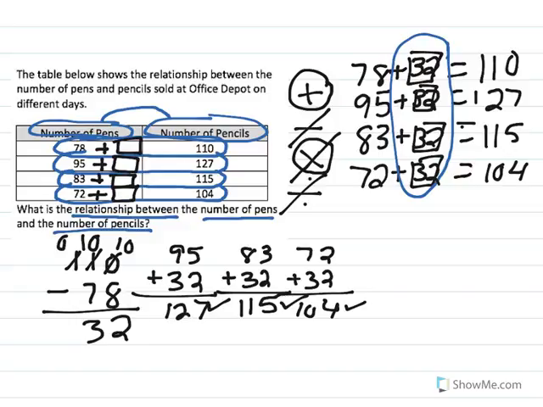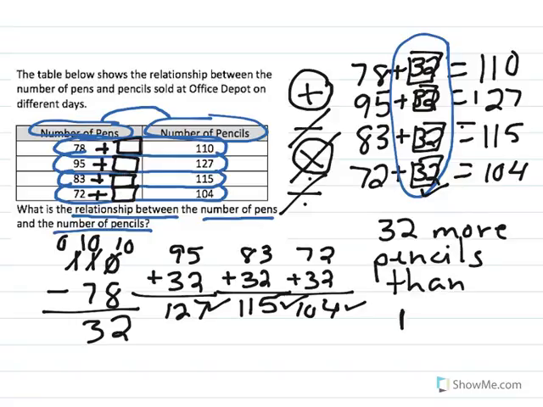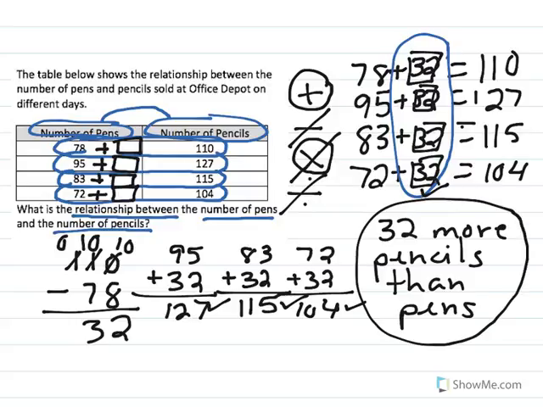Now, back to our question, it asked us, what is the relationship between the number of pens and the number of pencils? So just by the table, I can see that there are more pencils. And according to what I did, there were 32 more pencils than there were pens. So that's my relationship. There are 32, excuse me, more pencils than pens. So this is now my answer statement. It took a little bit of work, but I figured out the relationship between the two numbers.